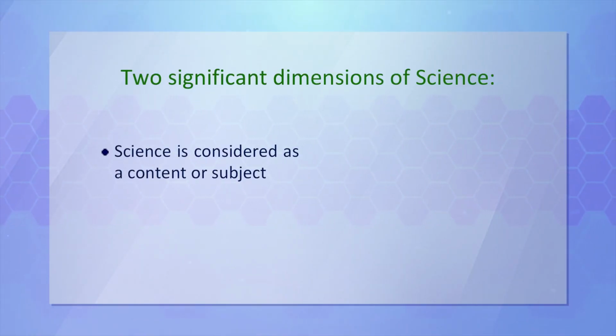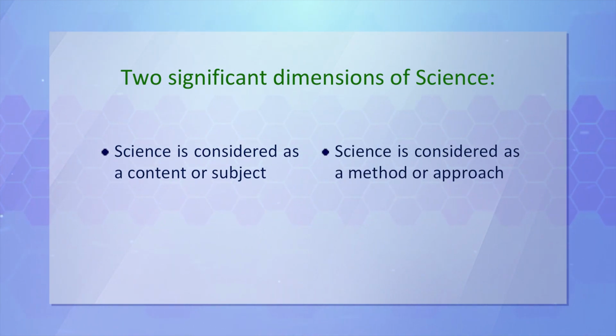One unique feature of science is that science has 2 significant dimensions. One dimension is science is considered as a content or subject, and the second one is science is considered as a method or approach. Either of the dimensions or viewpoints in the context of science is accepted. Science as a subject includes many areas or concepts of learning, some of which we have discussed a little time before. Science is considered as a method or approach of acquiring knowledge.